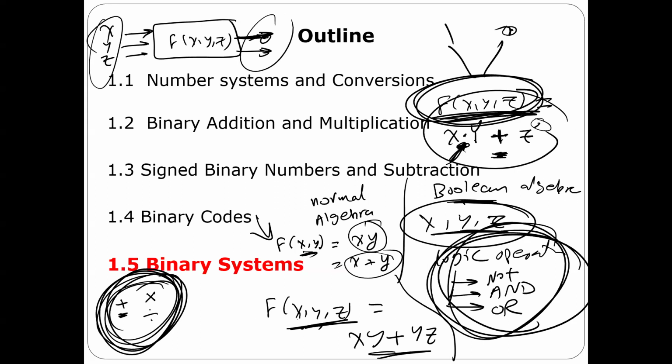This is number one. Number two, we don't have addition. Although we use dot and plus, this is not multiplication and this is not addition. This is OR, and this is AND operation. And also we use x prime. We use prime here to represent the inverter. These are the operations we have.